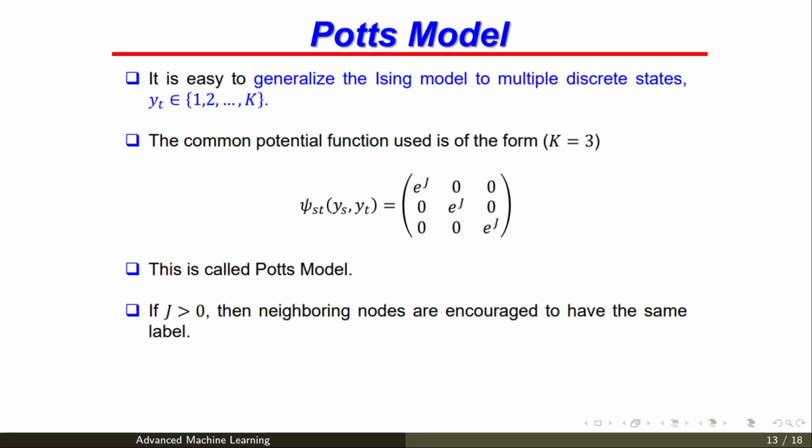A third example is the Potts model. This model is the same as the Ising model, but you are allowed to use multiple discrete states. So in case of three discrete states, the tabular form of the potentials will look like this. This is a very important model in multiple areas.